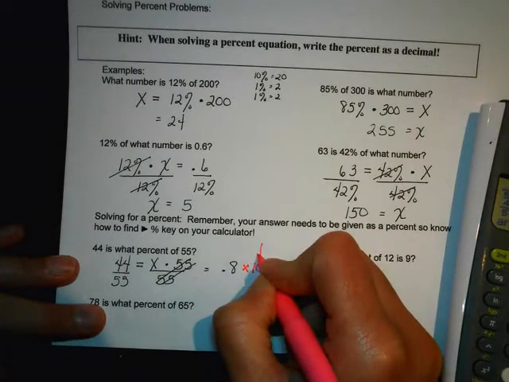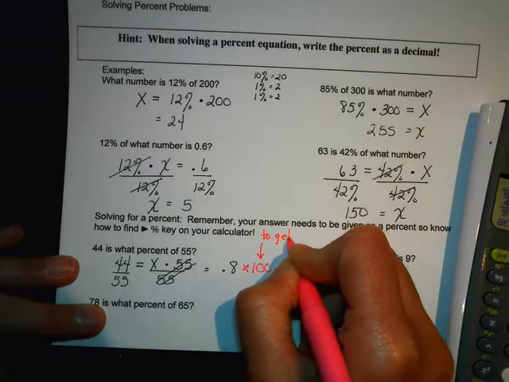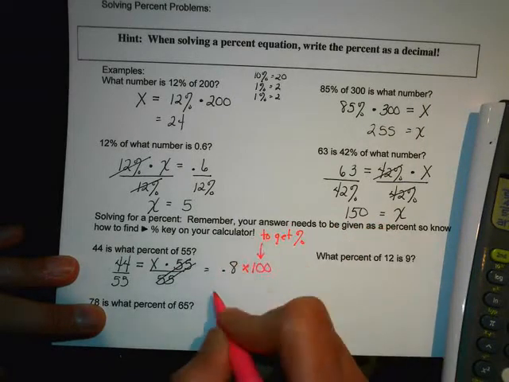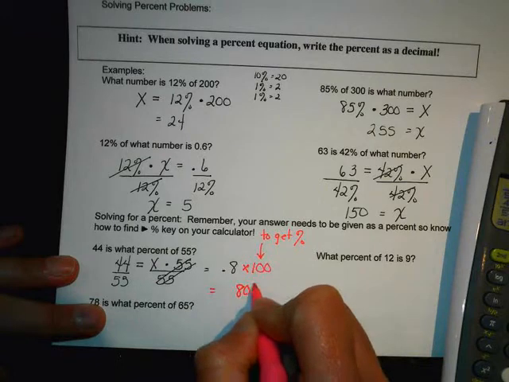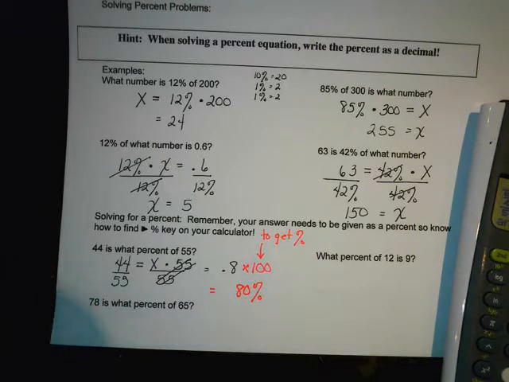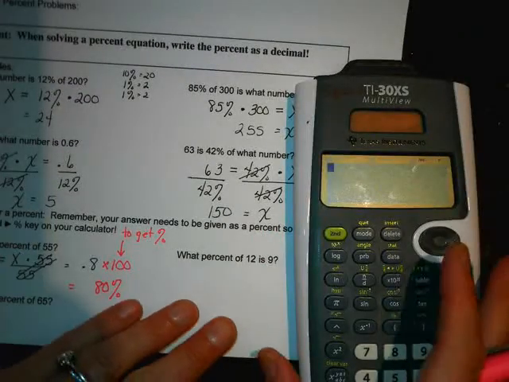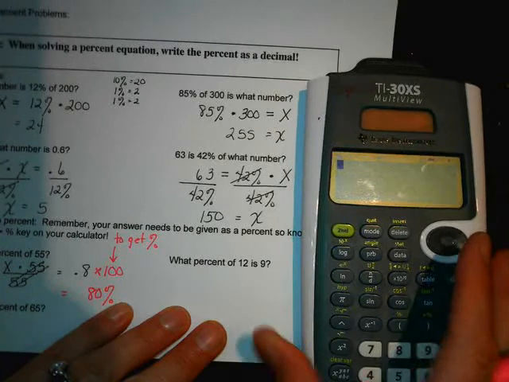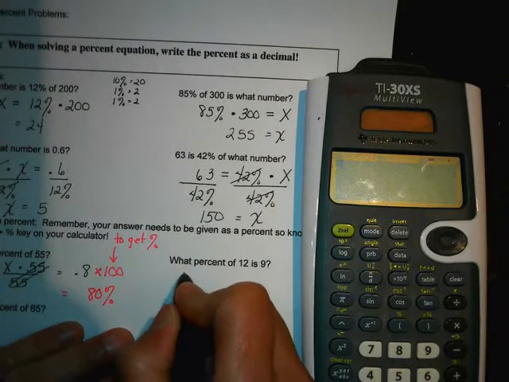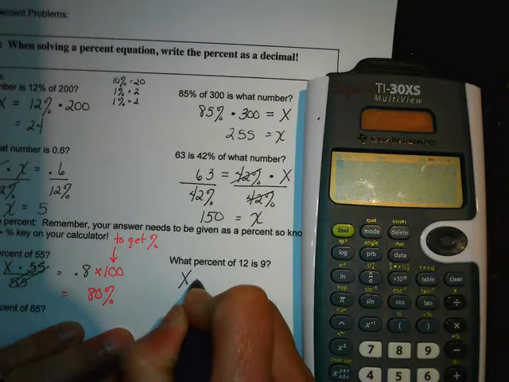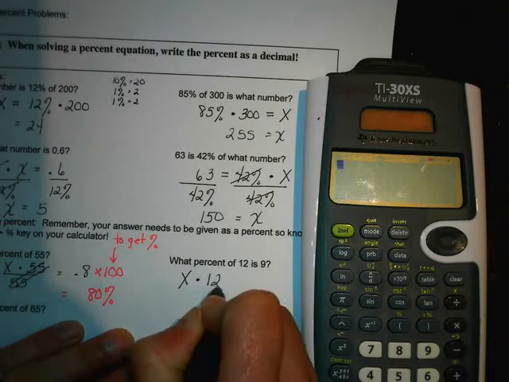So this is going to equal 80%. Okay, that's my big helpful hint. Don't forget, if they're asking for a percent, the calculator's not going to give it to you as a percent. You've got to multiply it by 100. All right, so what percent of 12 is 9?